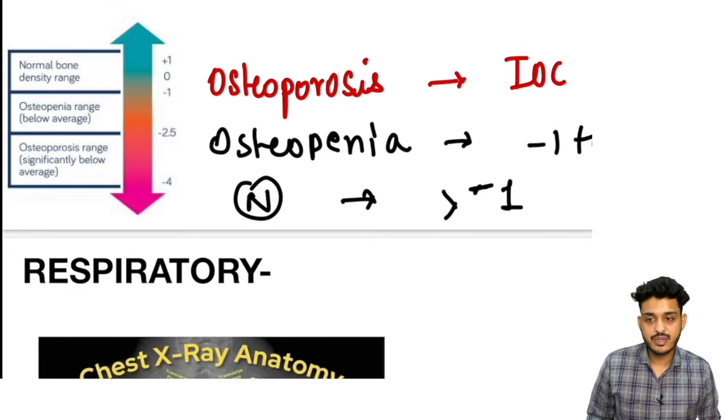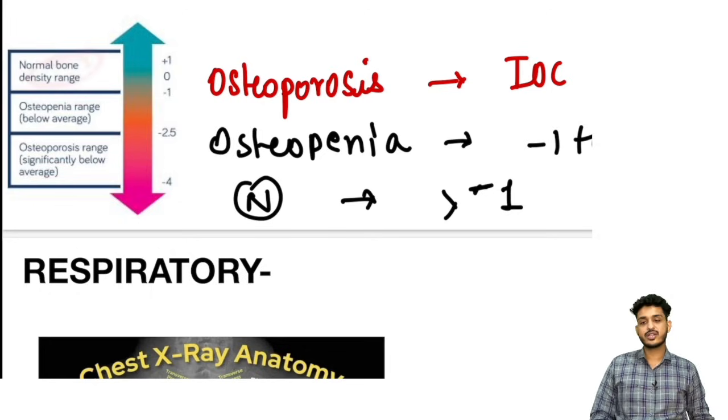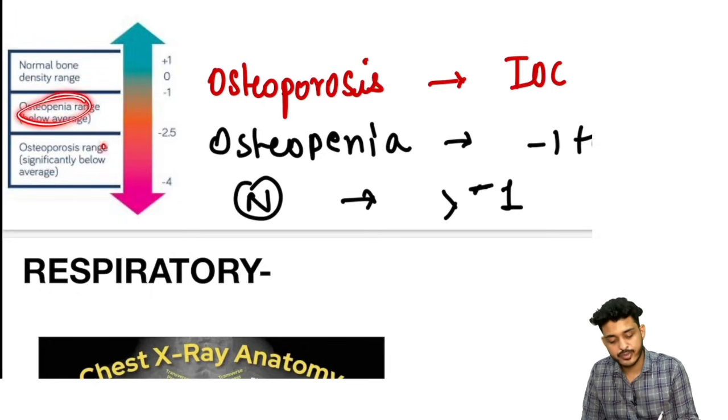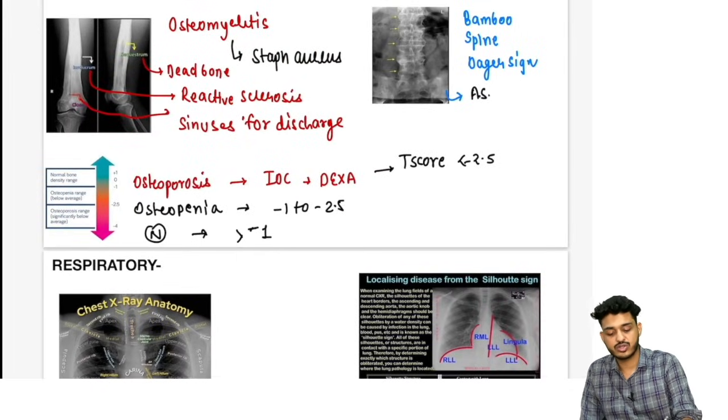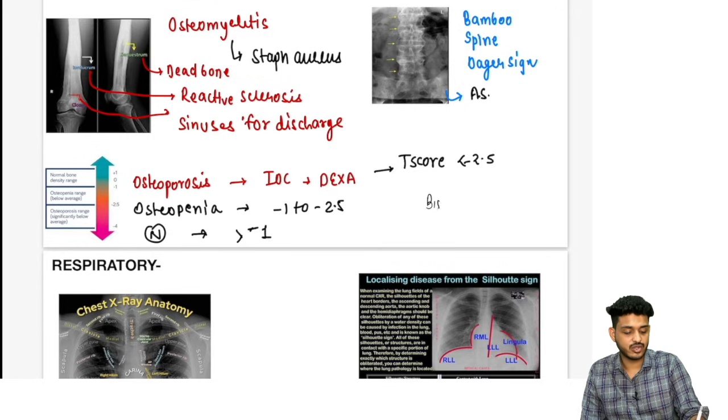That means decrease in the bone density, and normal bone is going to be 0 to 1. Normal is going to be 0 to 1. This is going to be osteopenia. This is going to be osteoporosis, right? And the drug of choice for osteoporosis is going to be your bisphosphonate, beta. Bisphosphonates are the drug of choice for osteoporosis, right?